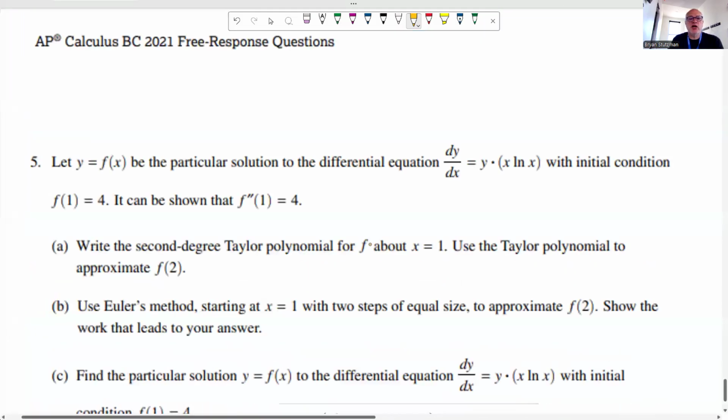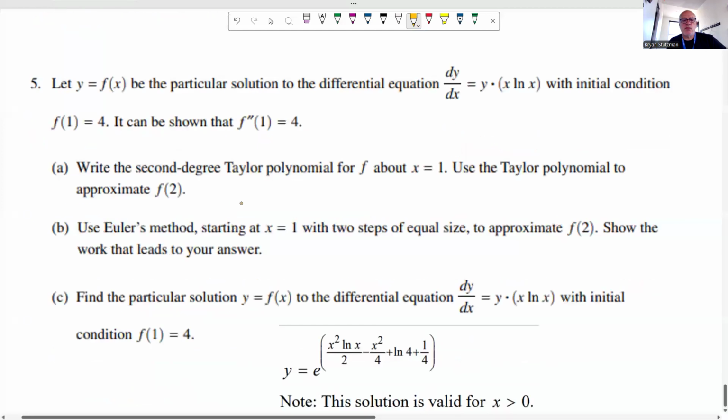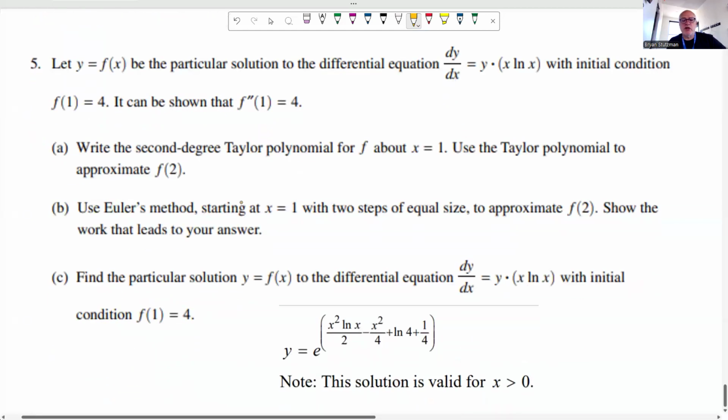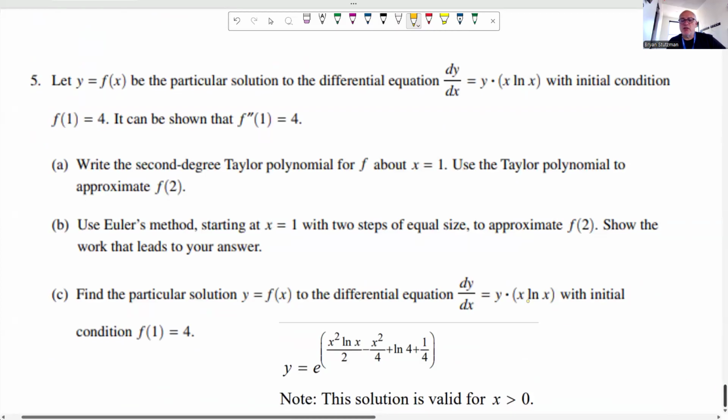And there's one more you can solve, which we talked about in a previous video from the 2021 exam. There's usually a free response question on solving differential equations almost every year. And in this case, you should now be able to solve this differential equation by moving the y to the other side and get the solution, which is at the bottom.